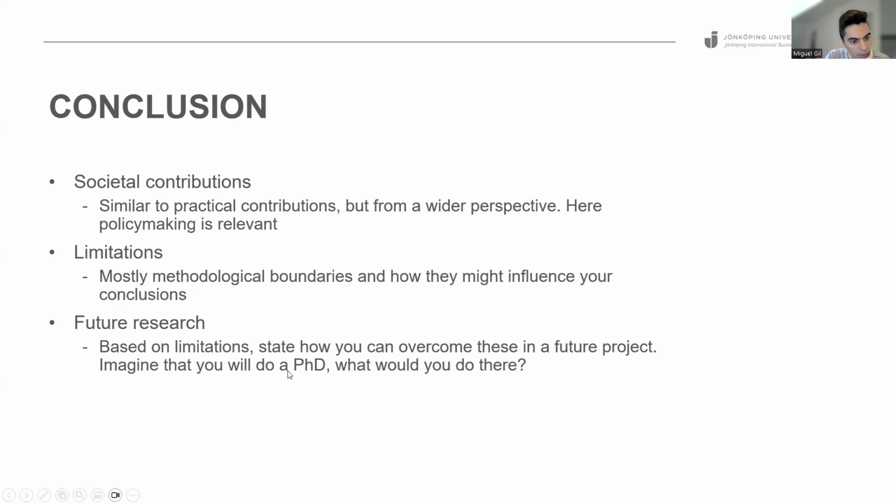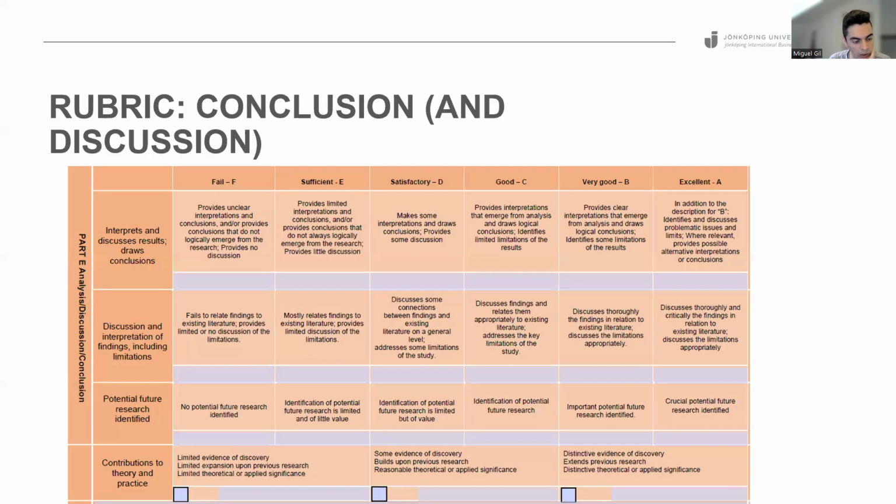And all of this is relevant because in the rubric, they are going to grade this. It is a bit tricky to show you the rubric for the conclusion, because in the rubric it is kind of embedded in the discussion, which is a bit strange in my view, but that's how they grade it. So look, even here it says analysis, discussion, conclusion. But the first point, interprets and discusses results, is more like the discussion, chapter 5, but draws conclusions, I think, is also part of the conclusion.